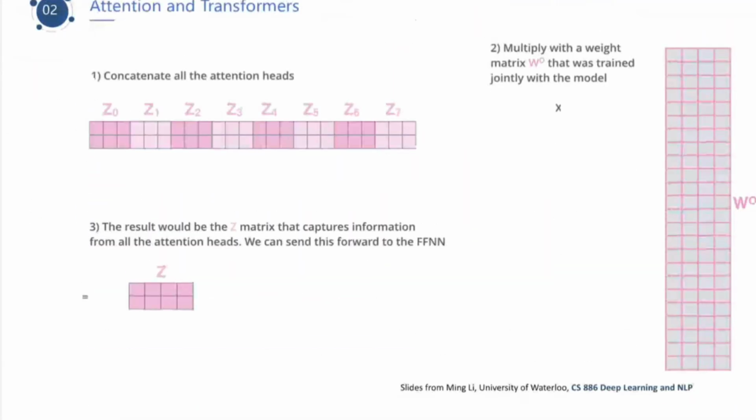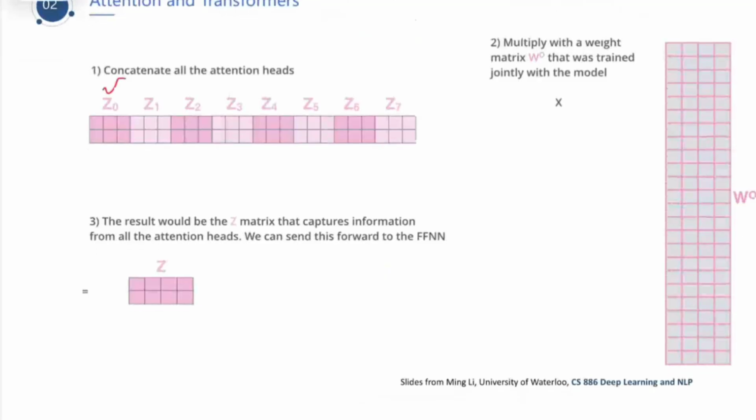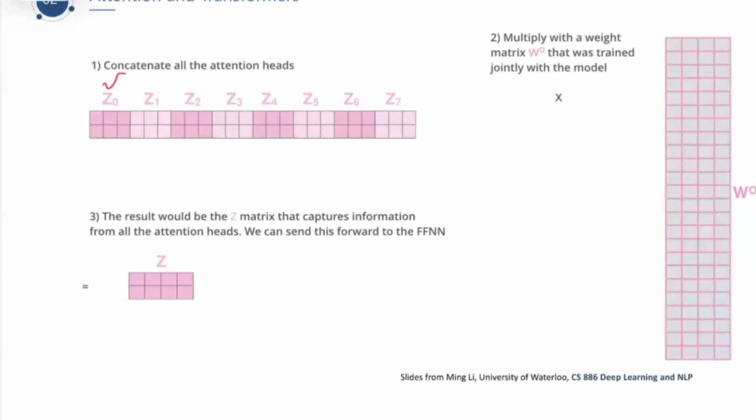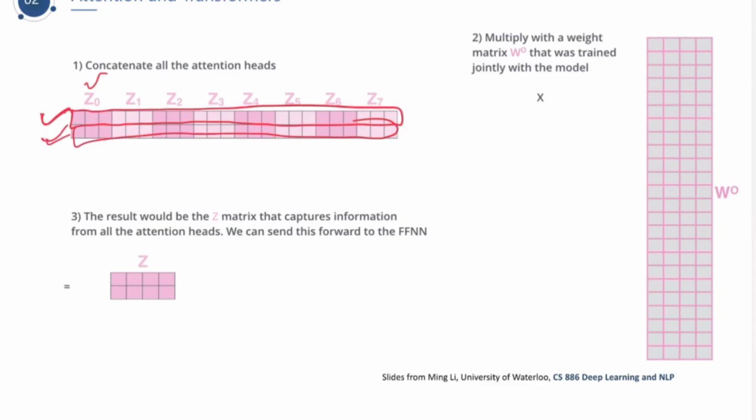Okay, so once we got Z0, Z1, Z2, Z3, Z4, Z5, Z6, Z7, we just concatenate them and make a big vector from this. So just concatenate it. This is for thinking, this is for machine. And then the next thing is we have to find the aggregated feature vector. So these are multi-head attention.